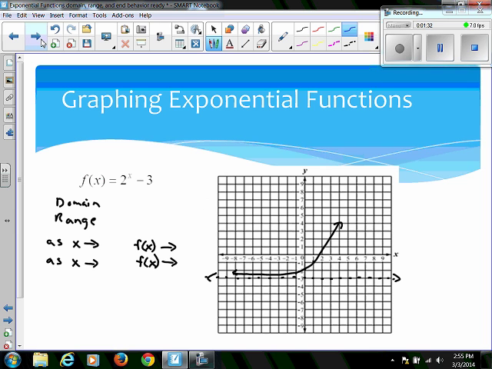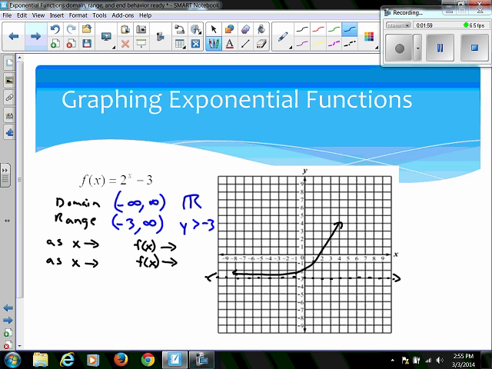This graph: going left to negative infinity, going right to positive infinity, or all real numbers. Range. Here we go down to negative 3, and we go up to infinity. We're going to read this as between negative 3 and infinity, or we could say y is greater than negative 3.